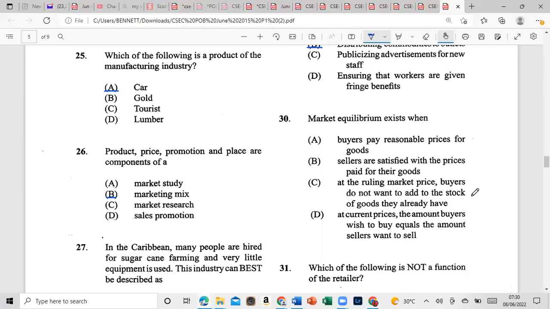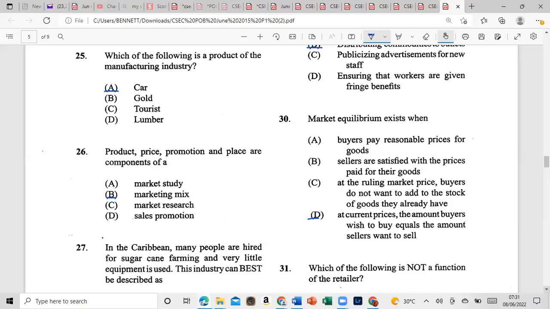Market equilibrium exists when A, buyers pay reasonable price for goods, B, sellers are satisfied with the price paid for their goods, C, at the ruling market price, buyers do not want to add to the stock of goods they already have, or D, at current prices the amount buyers wish to buy equal the amount sellers wish to sell. And this one is also a repeat. So we're halfway there now. And that is at current prices, the amount buyers wish to buy equals the amount sellers want to sell.